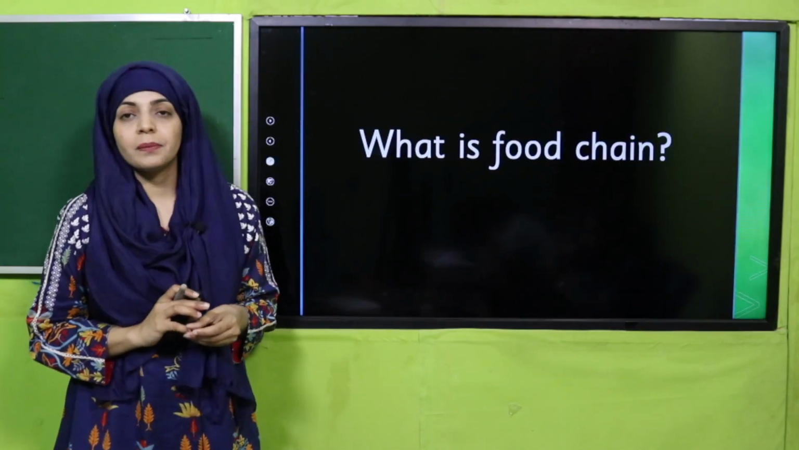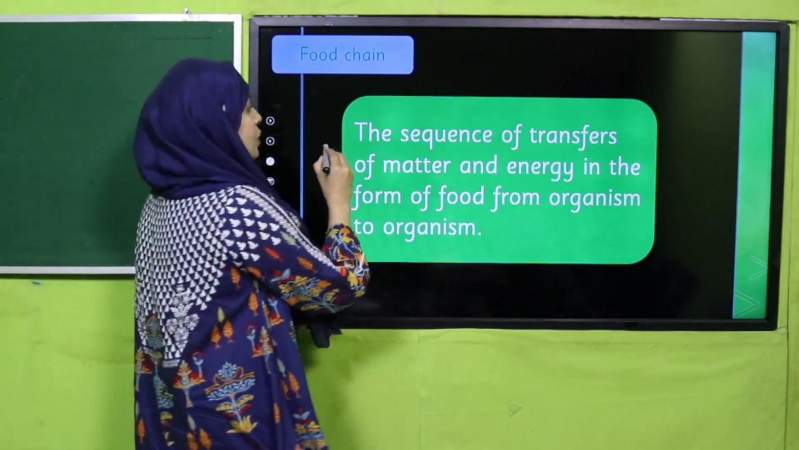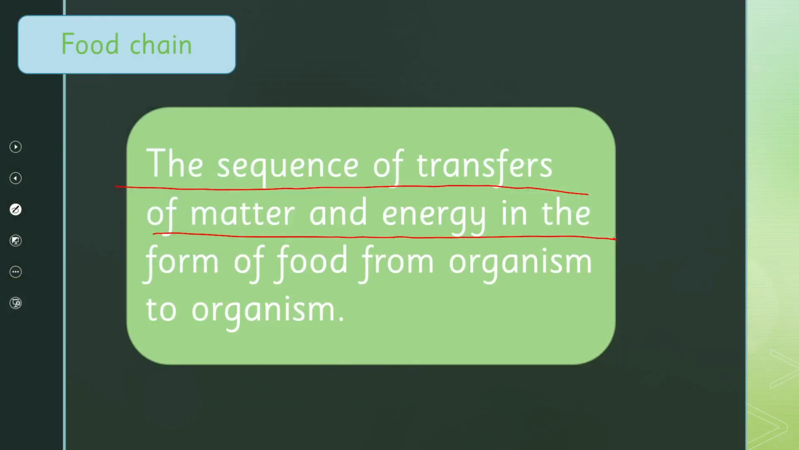What is a food chain? So my dear students, a food chain is the sequence of transfer of matter and energy in the form of food from organism to organism.